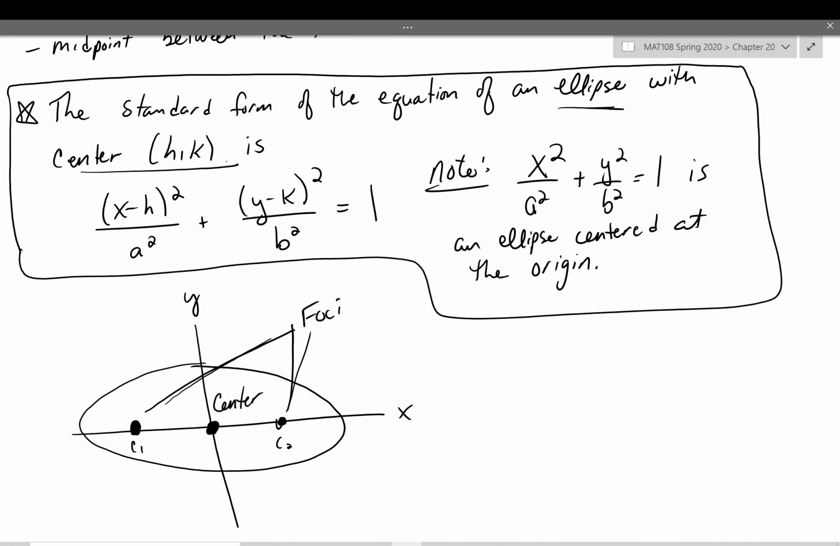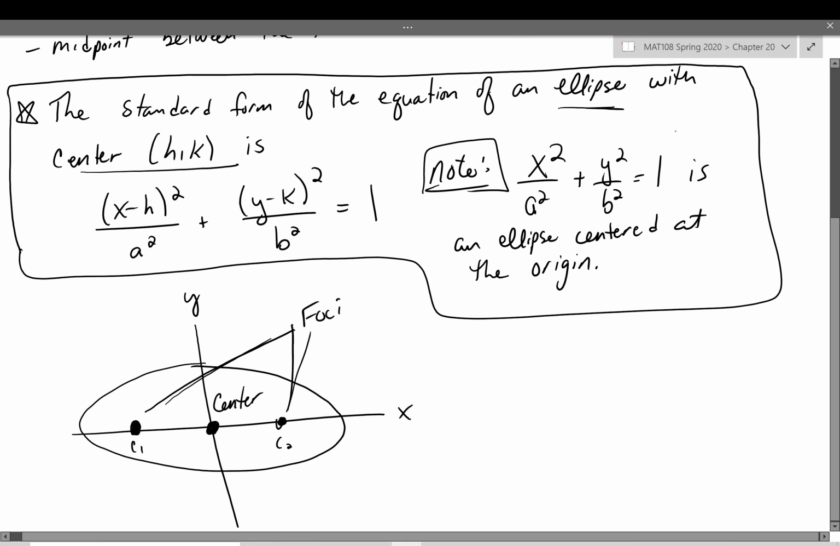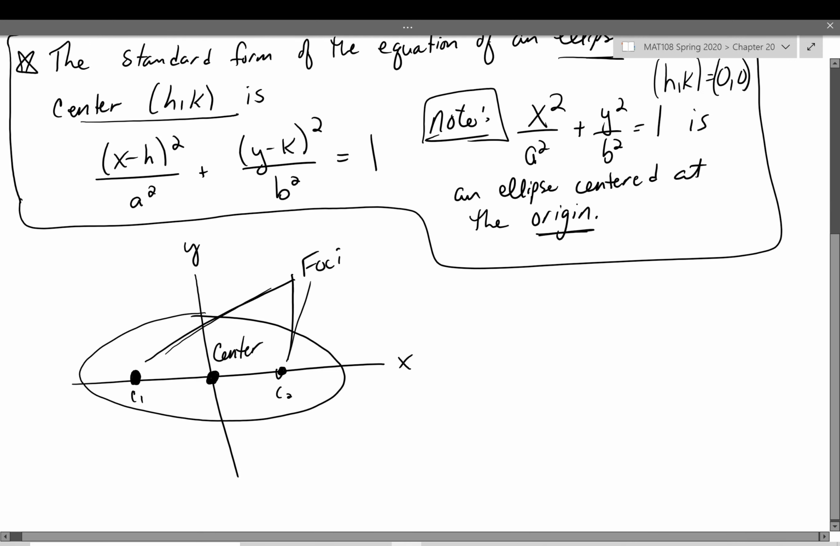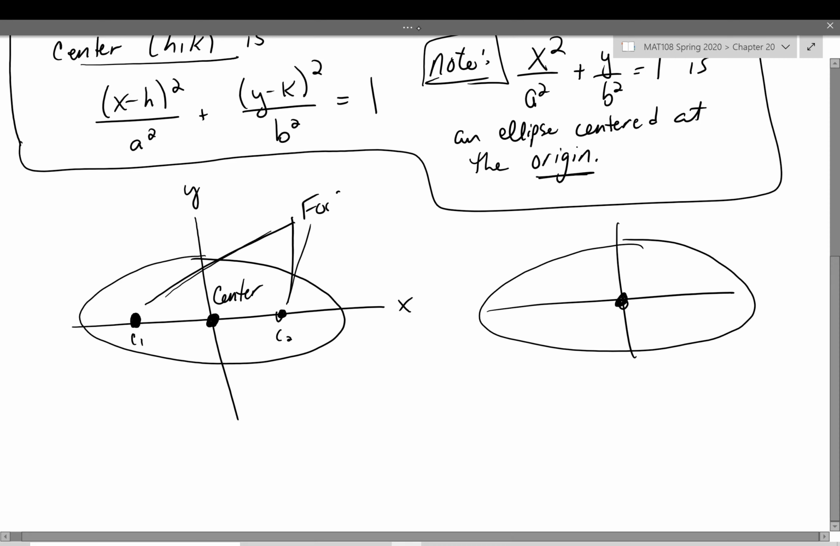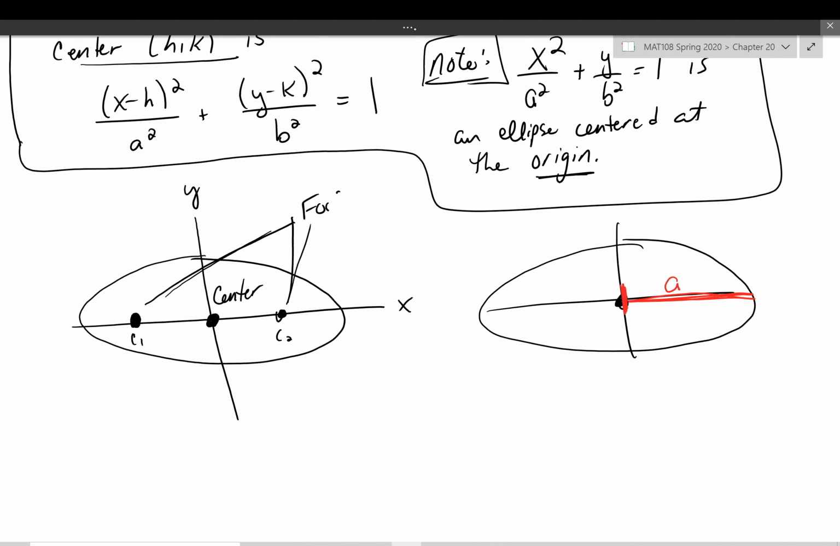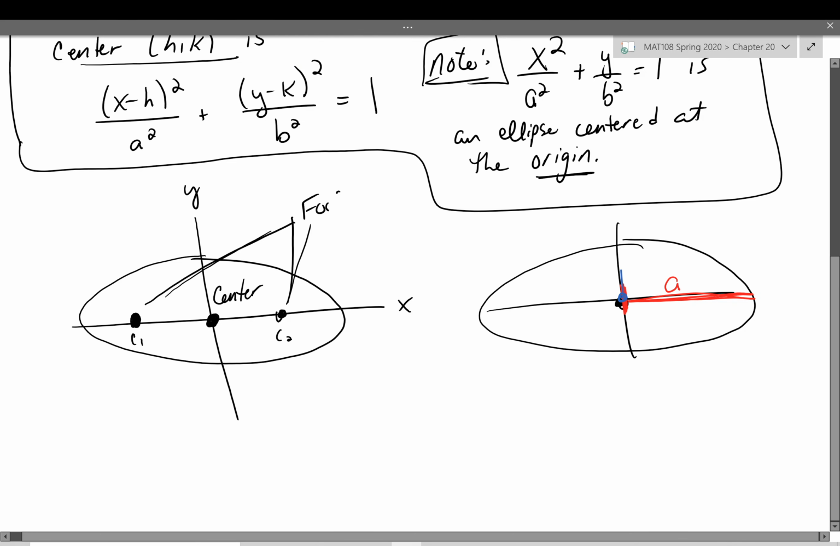Now, note that if h comma k equals 0 comma 0, like in the picture I have below, you will have an ellipse centered at the origin. Now, within this picture here, let me erase some stuff. Actually, I'll just draw it again real fast. So here's my center right there. Now within this picture, the distance from here to there is going to be A. And the distance from the origin up to the top or bottom, that's going to be B.